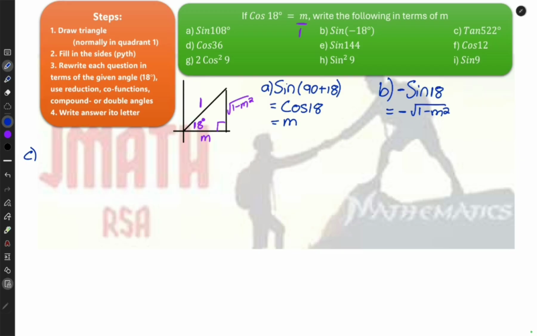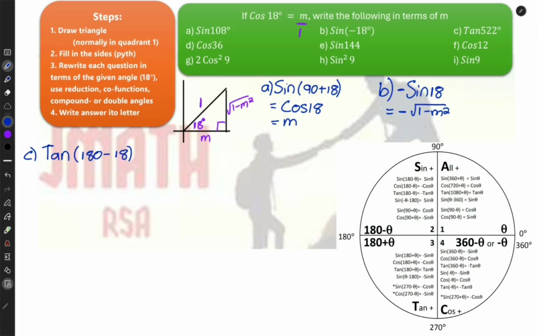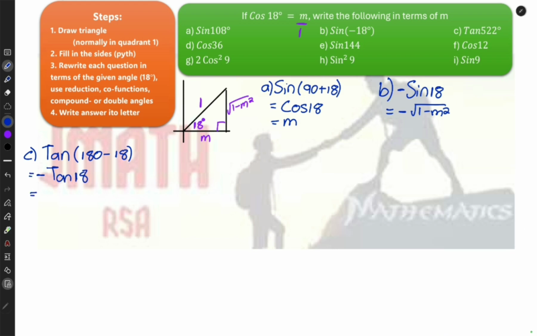Okay, question C. That angle is way too big, so I can subtract 360 from that immediately, and then I need to still rewrite it in terms of 18. If I subtract 360, I get that this is now tan 162. But 162 is the same as 180 minus 18. And therefore, this is just negative tan 18. That tells me the answer would be opposite over adjacent. So minus the square root of 1 minus m squared over adjacent, which is m.